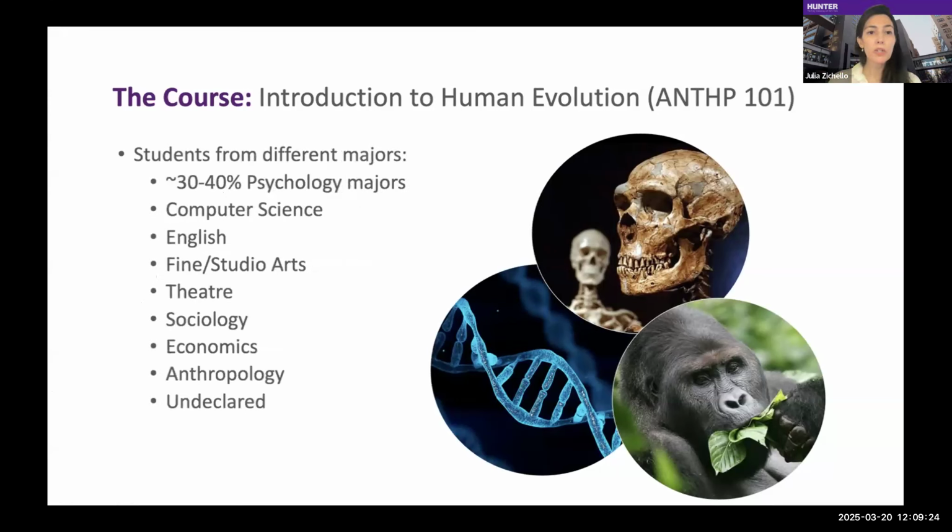So we have students from all different majors. As a reflection of the Hunter breakdown of majors, we have a lot of psychology majors, an estimate of 30 to 40% of those taking this class. Lots of computer scientists, English majors, fine arts, studio arts, theater, sociology, etc. There are also undeclared students. Oftentimes a lot of students come up to me and say, this is my first time taking a science class, there's lots of terminology I'm not comfortable with, or I don't identify as a scientist, this is completely new to me. So again, I think this assignment meets them where they are, when they might feel like science isn't their strength.